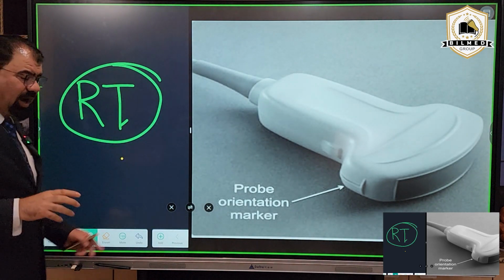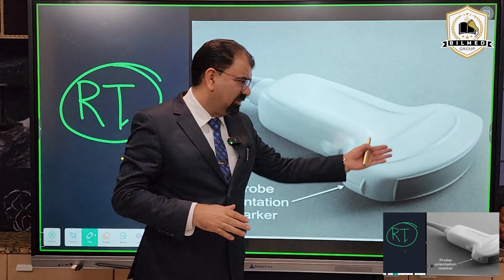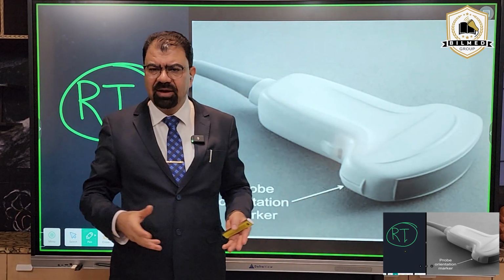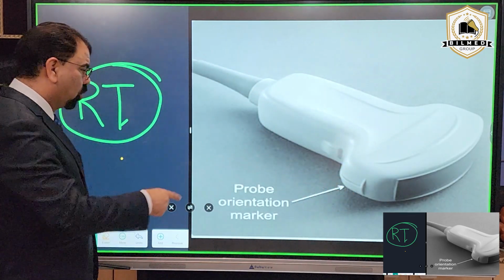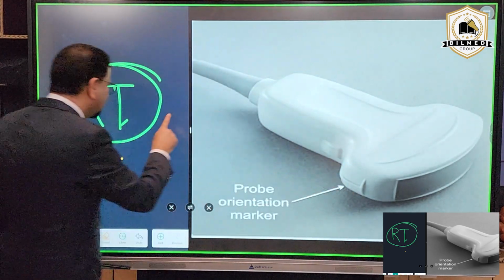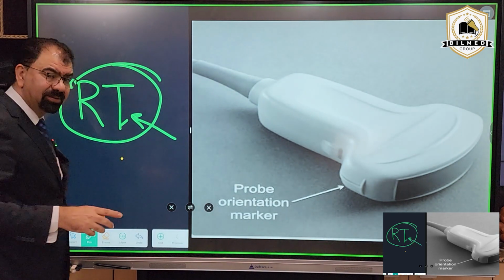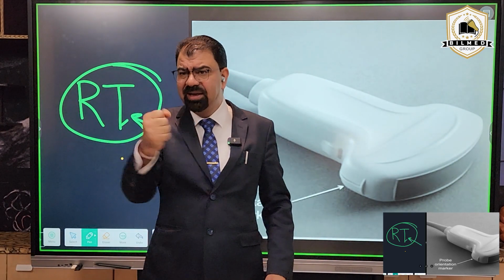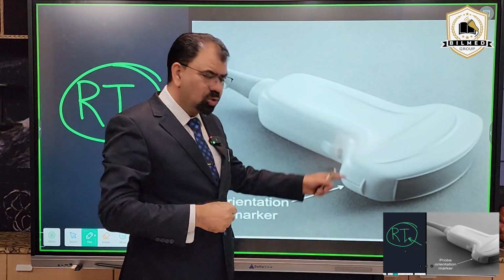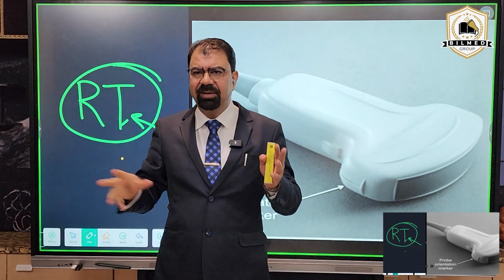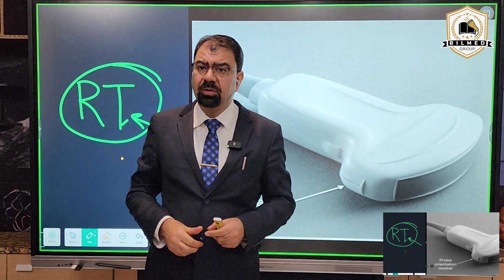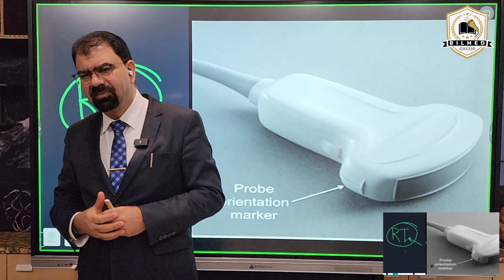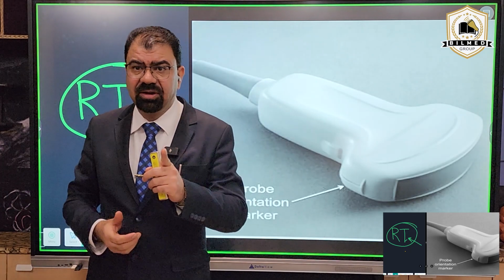Now, I am in transverse section in relation with the body. When I am in the transverse section, this probe marker has to be towards the right side of the patient. But when I rotate the probe, attempting to take a longitudinal section, where will this probe marker go? Towards the patient's head, sir. Towards the head of the patient. Am I right?